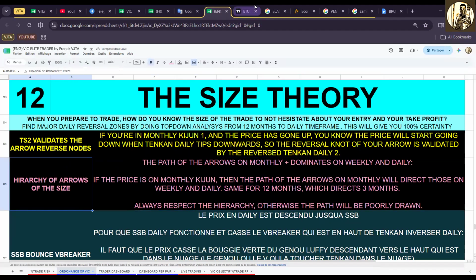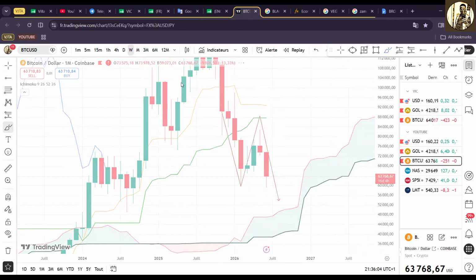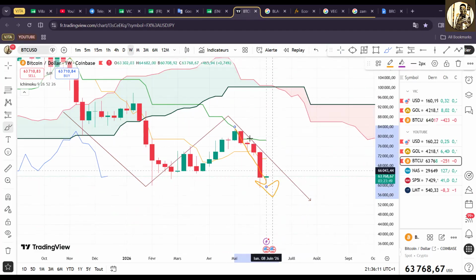The monthly arrow says that the price will move to the upside, then go to the downside at this level. You will see that weekly must obey that. Weekly must also go to the downside at this level. It must not be that you say on monthly the price will go to the downside like this, and then weekly goes instead to the upside.